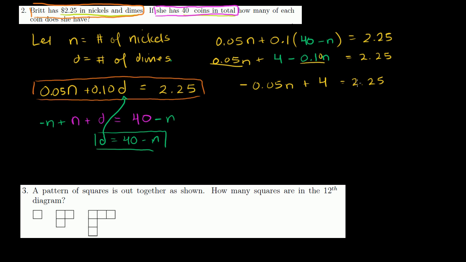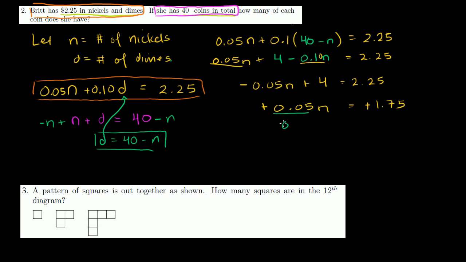Now I can subtract 4 from both sides of this equation. I get negative 0.05n is equal to, if you subtract 4 from the left, that 4 is going to go away. You subtract 4 over here: 2.25 minus 4 is negative 1.75. Right? Now we can multiply both sides of this equation by negative 1 just to make it a little bit cleaner, so that becomes a plus and a plus, and then divide both sides by 0.05. I could have just divided both sides by negative 0.05 to begin with, but I like getting everything positive.